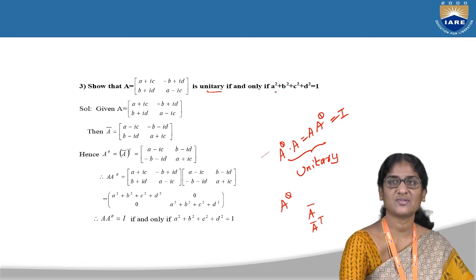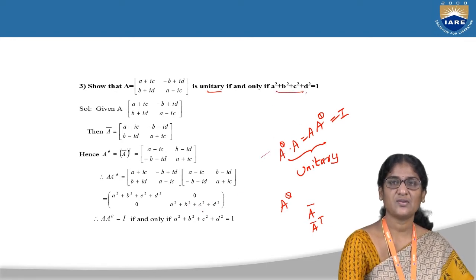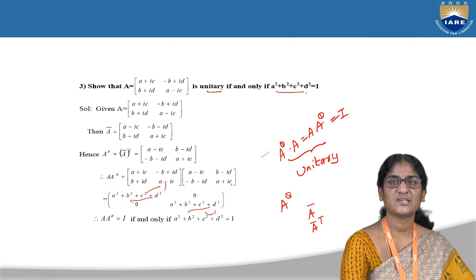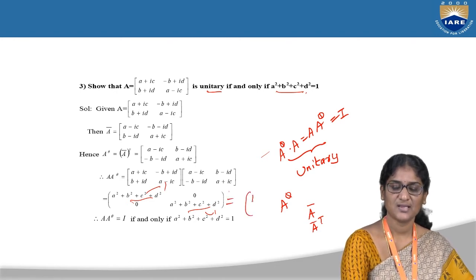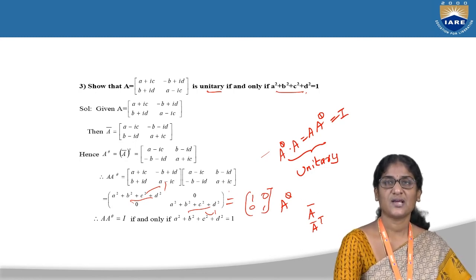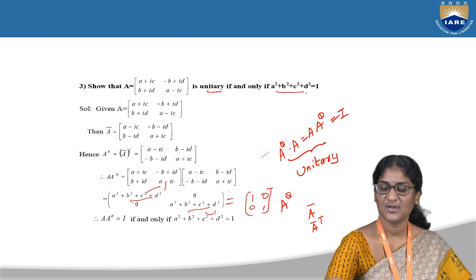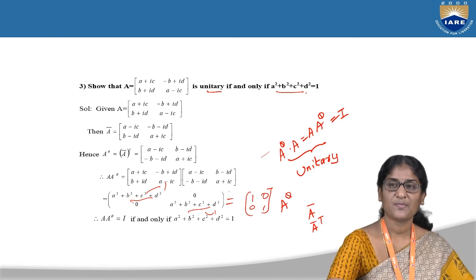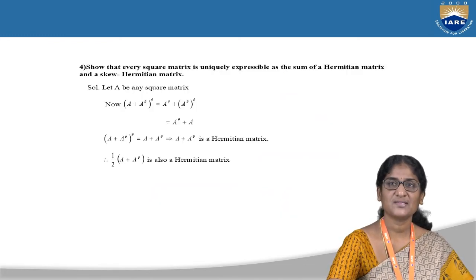Now I will make use of the condition which has been given, that this value is equal to 1. So this value is also equal to 1. Replacing that, we are going to get the identity matrix [1, 0; 0, 1]. Therefore, you can say that A is a unitary matrix. This is how we can use the properties of real and complex matrices.